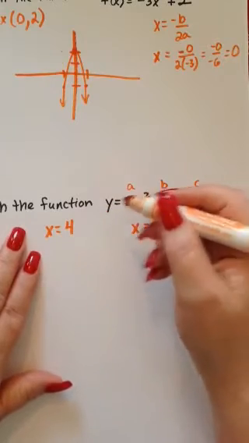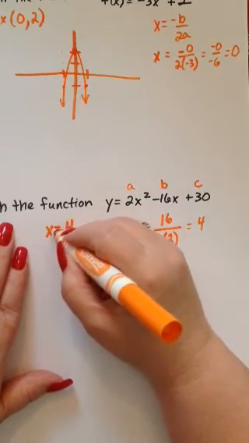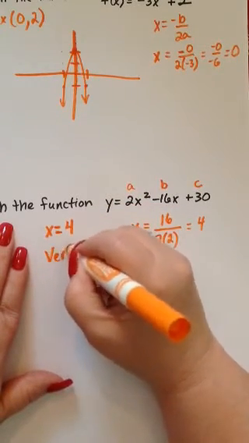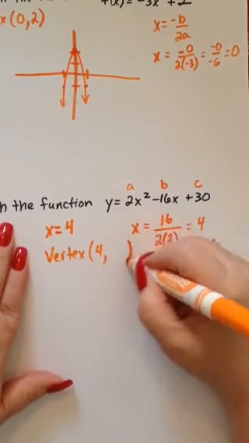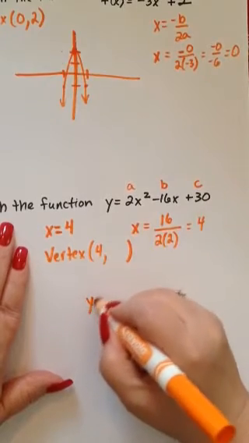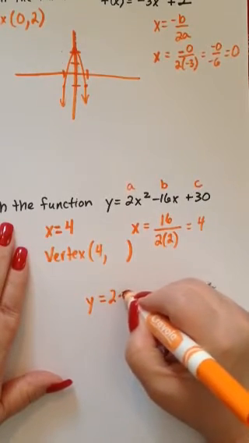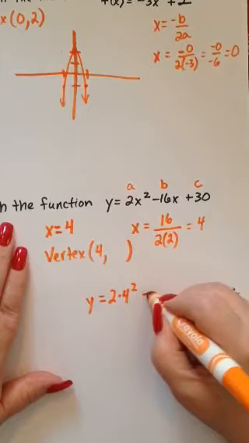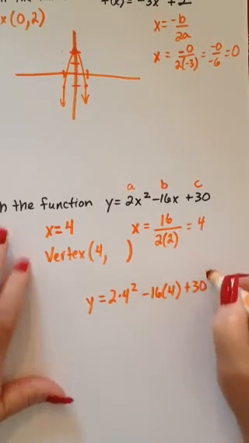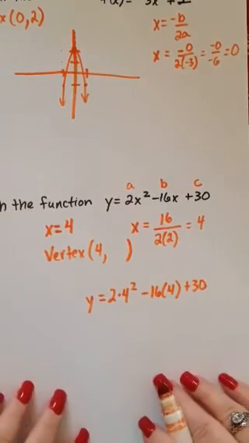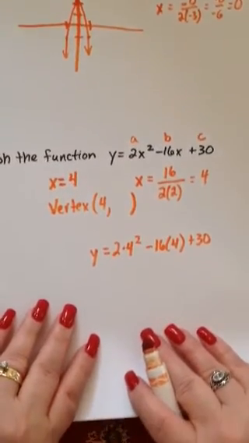That's actually the vertex. Oh, sorry, excuse me, that's actually the axis of symmetry. The vertex is going to have an x of 4. And then the y we'll figure out when we plug it in. So if you said y is equal to 2 times 4 squared minus 16 times 4 plus 30. Just need to make sure we have room. I'm going to scoot it up just a little bit.